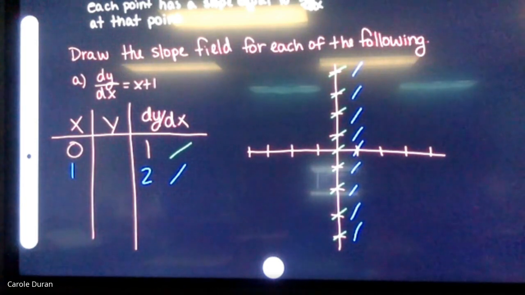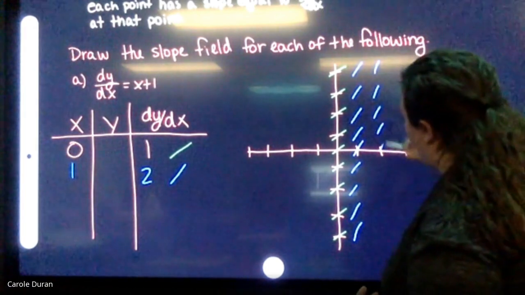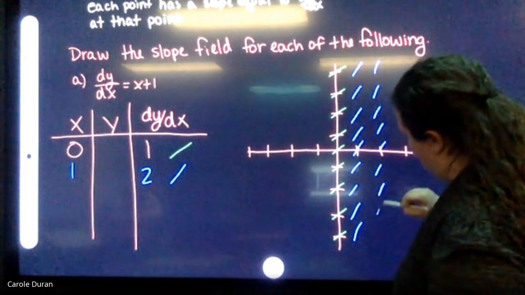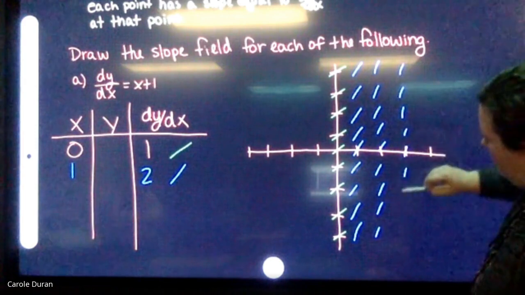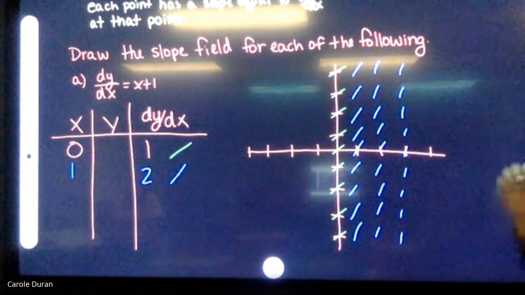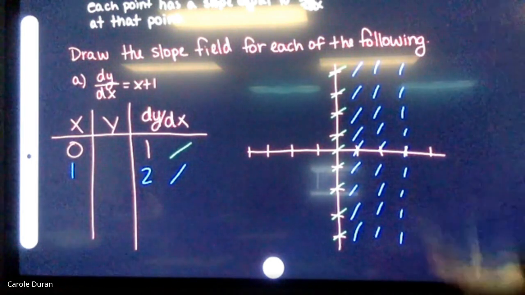I can kind of figure out what's going to happen when I plug in 2. It's just going to equal 3, which is going to be an even steeper positive line. From here, I can generalize that it's just going to get more and more steep the farther right I go, and you can just keep drawing those steeper lines. We're kind of just looking for the slope curve that's happening here. So I know what's happening on the positive side. Now I need to do the same thing on the negative side.